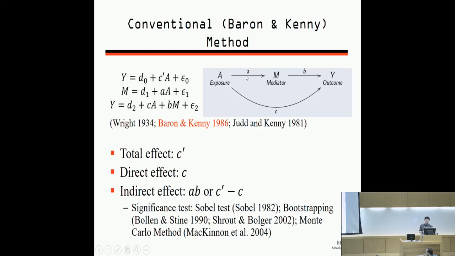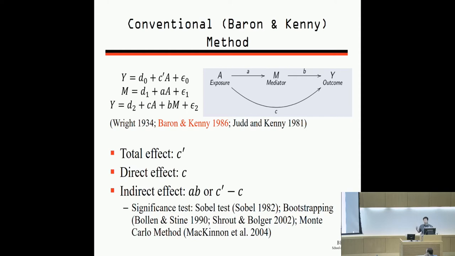And then we can fit another outcome model, regressing Y on both A and M. Then we can estimate two coefficients, c and b. b gives us the so-called mediator effect, the effect from the mediator on Y. Then we can obtain the indirect effect by taking the product a times b, or by subtracting c from c prime.